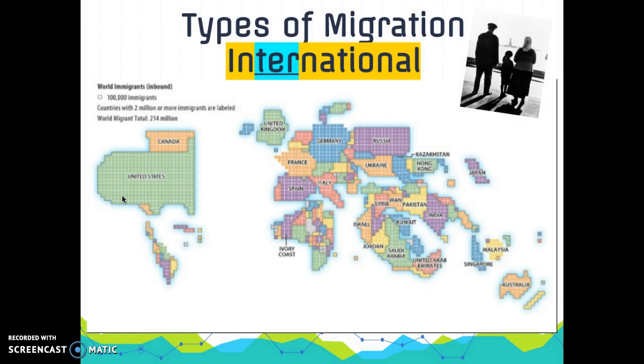Okay, so now let's change over into types of migration. It is very important to pay attention to the words that are on the screen. So the first thing that we're going to talk about is international migration, right? We're going to think about migration in terms of the amount of distance that people are traveling. And internationally is a permanent movement from one country to another.